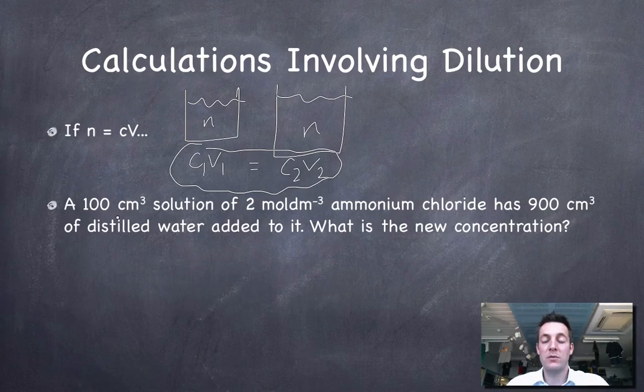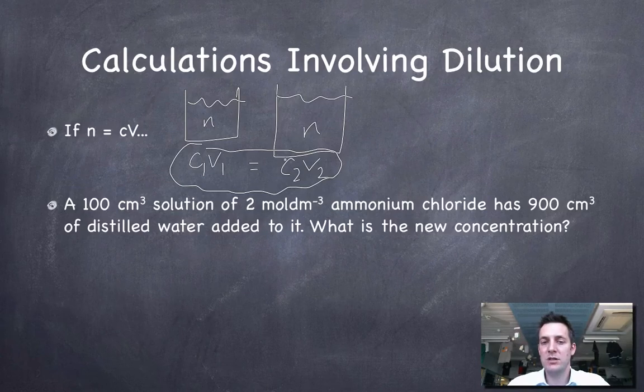Okay, we'll use it in a minute, but let's just see if we can do this in a common sense way. We've got a 100 centimeter cubed solution of 2 moles per decimeter cubed ammonium chloride. It really doesn't matter what this substance is, because I know its concentration. I'm adding 900 centimeters cubed of distilled water to it. Now you might think to yourself, well, that means I'm going to have a litre or a decimeter cubed now, and that's going to be 10 times as much as I had before. So the solution is going to be 10 times more dilute. So I should find that this is going to be 0.2 moles per dm cubed.